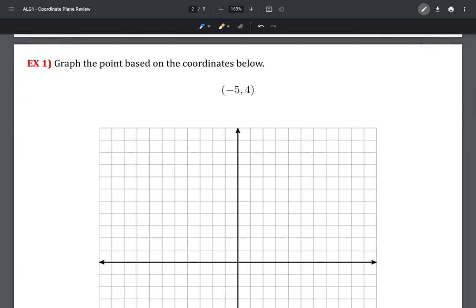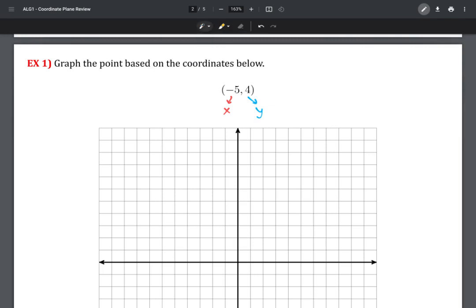Okay, let's go ahead and now take a look at example 1. They want us to graph the point based on the coordinates below. We're given the coordinates -5, 4. And this is how we also read coordinates. We don't need to say parentheses, -5, comma, 4, parentheses. If we read it as two separate numbers with a pause in between, that's how you let people know that the first number you said is the x-coordinate and the second number is the y-coordinate. All right, so let's quickly identify that. Again, the -5 is the x-coordinate and the 4 is the y-coordinate.